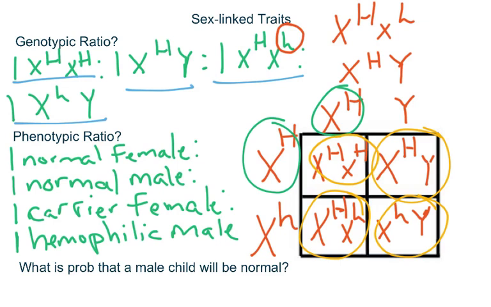Another probability question could be, what is the probability that a male child will be normal? So we're just talking about males. You're only going to be looking at the 2 actual males in your results. You're only going to look at this one and this one. So out of these 2, 1 is normal. So the probability would be 1/2, or you would say 50%. So you're only going to look at the 2 males here.